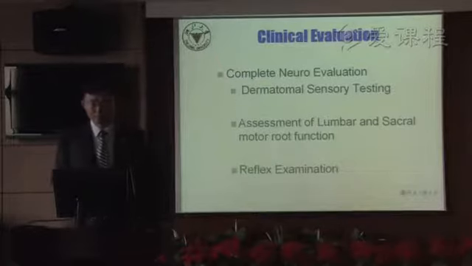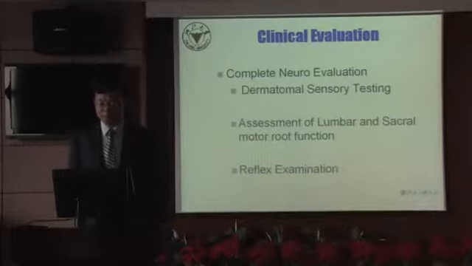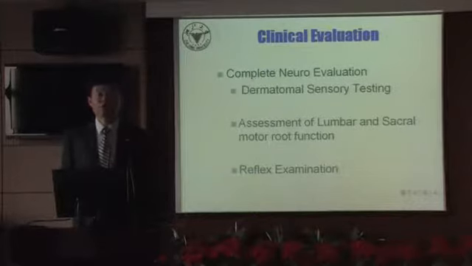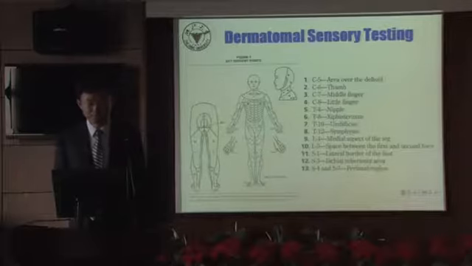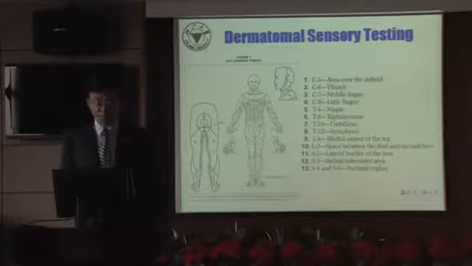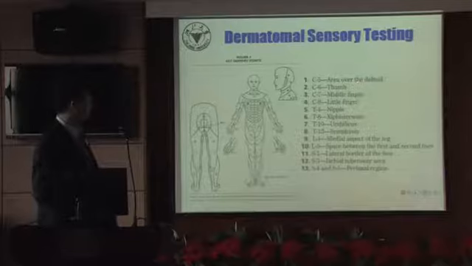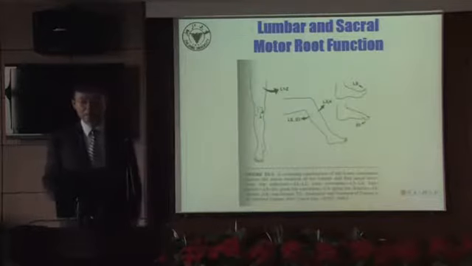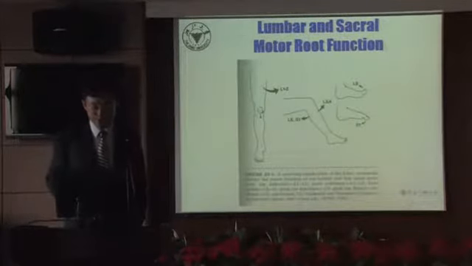Clinical evaluation: complete neurological evaluation. Dermatomal sensory testing, assessment of lumbar and sacral motor root functions, and reflex examination. This is the dermatomal sensory test. We can see the C5 area over the deltoid, and the sacral 4 and sacral 5 perianal regions. Lumbar and sacral motor root functions.